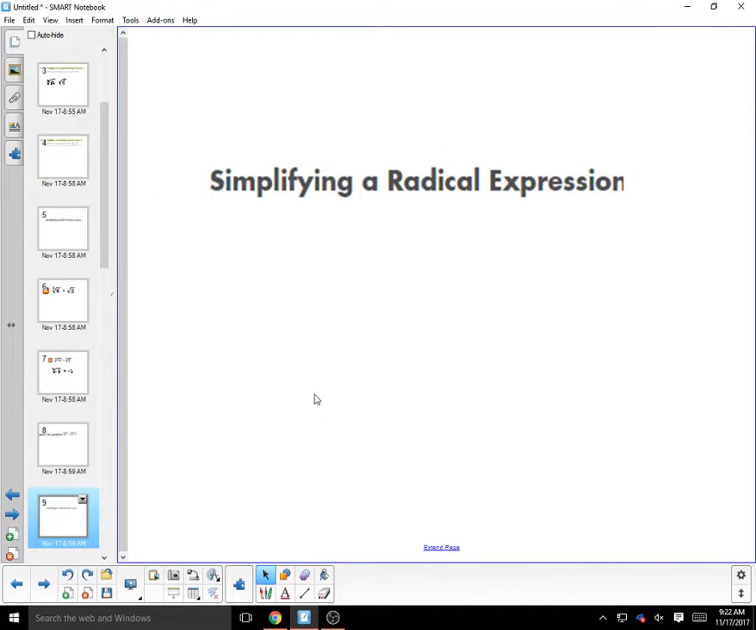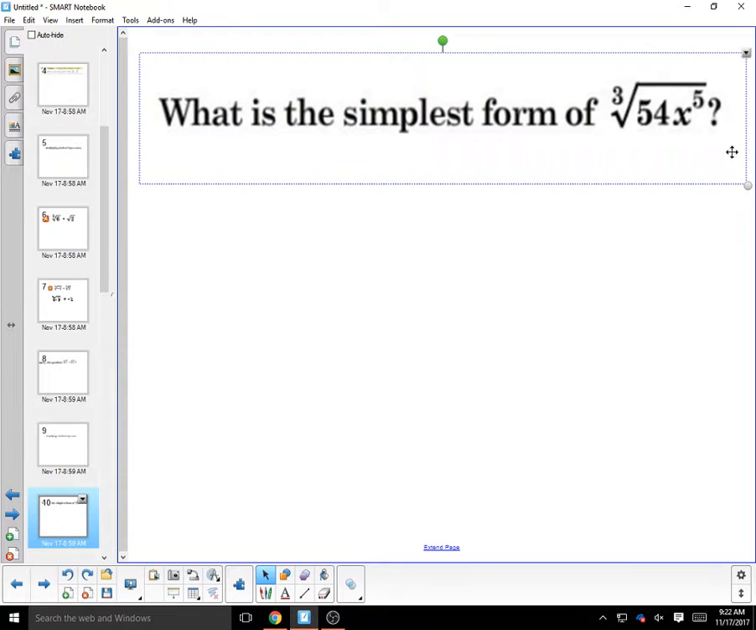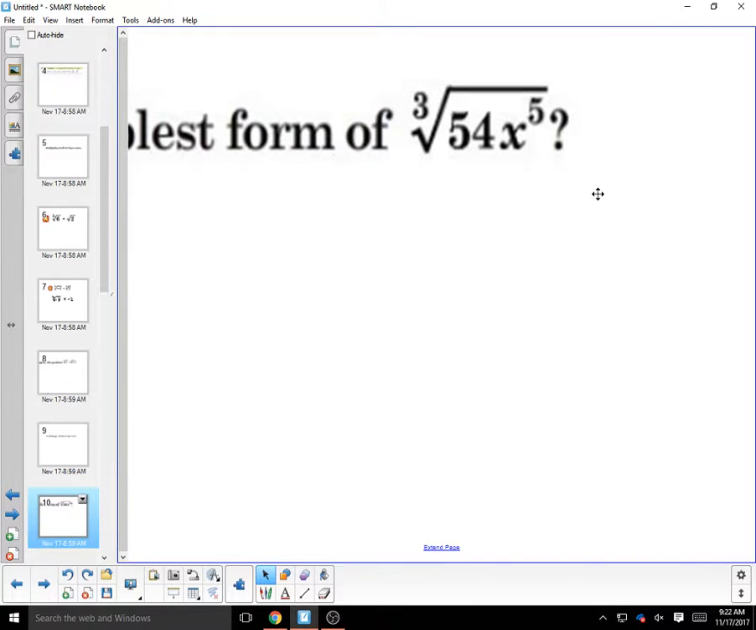All right, simplifying radical expressions. I've got this here, radical expression. It is an index of 3. So do I need to worry about absolute values? No. The answer is no. Correct. So is there a third root of 54? Yeah. I don't know. I'm going to check my calculator. Is there a third root of 54? Maybe.